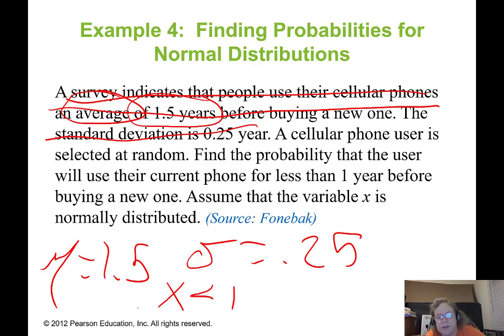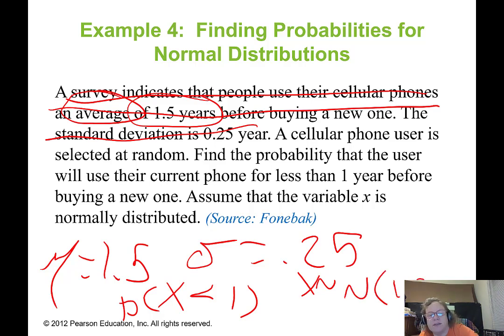X less than 1. So it looks like what we're looking for is a probability that x is less than 1, where x is distributed normally with a mean of 1.5 and a standard deviation of 0.25. All right, so I don't need this anymore. I don't need any of that text anymore because I know what my problem is. My problem is to find the probability of x being less than 1 when x is distributed normally with a mean of 1.5 and a standard deviation of 0.25.